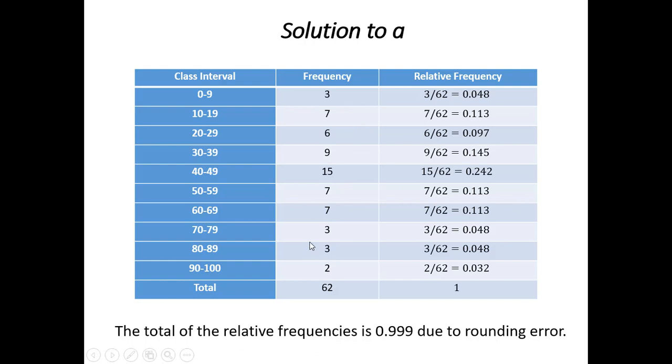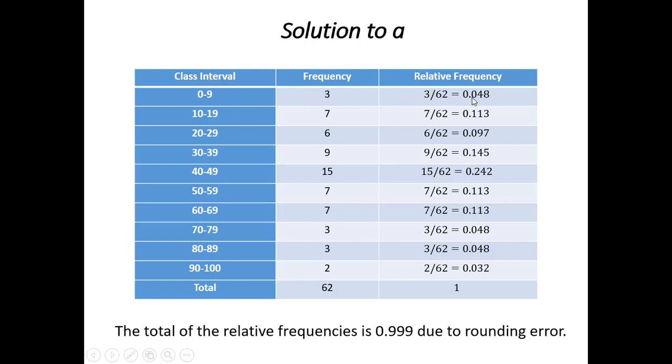Now, the relative frequency is what we get when we take the frequency and we just divide it by the total sample size. In this case, it's 62. So here, as a fraction, the relative frequency is 3 over 62, but we could express this as a decimal, 0.048, and even convert this to a percent if we wanted. So we get 4.8% in this class interval.